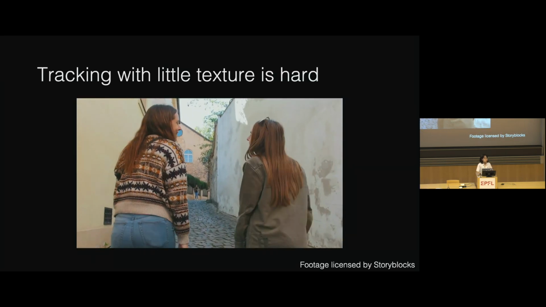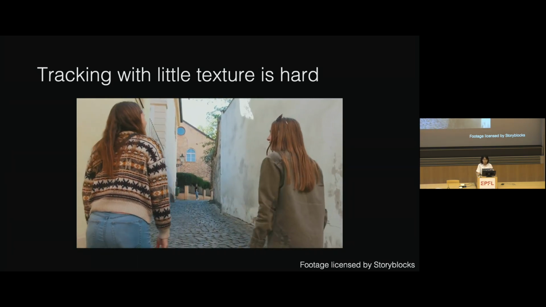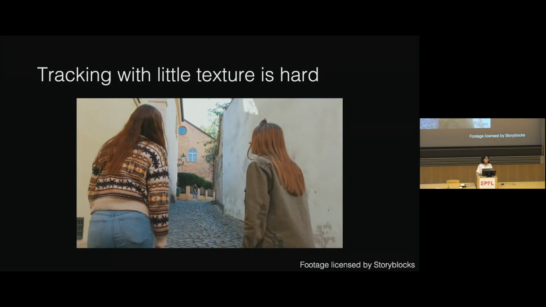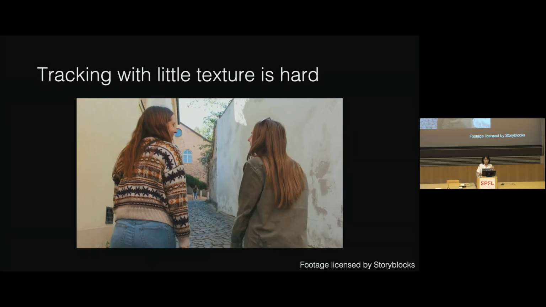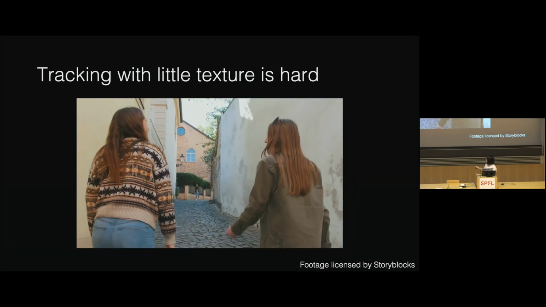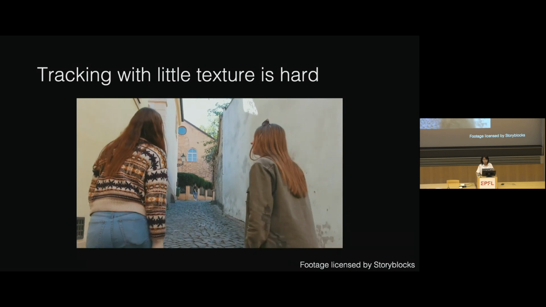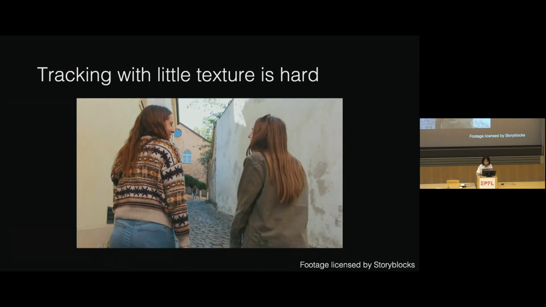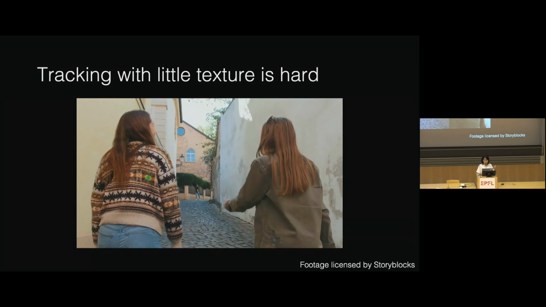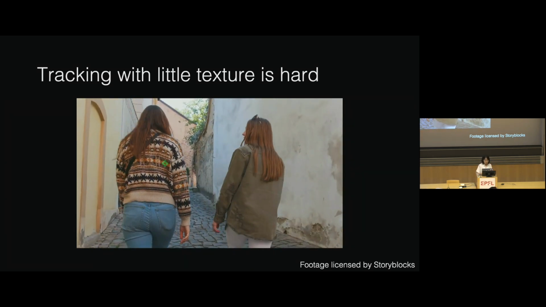Tracking objects with little or even no texture is very hard since they don't have many features that we can make use of. I want to illustrate this using this example where two persons are walking. One of them is wearing a sweater with rich texture, this guy here. I'm not sure you can see my pointer. And the other one is wearing a solid color jacket that has very little texture. So if I place a point on this textured sweater and then run a commercial tracker, this point will be tracked very robustly, as we expect.